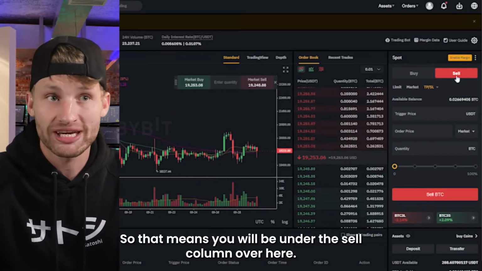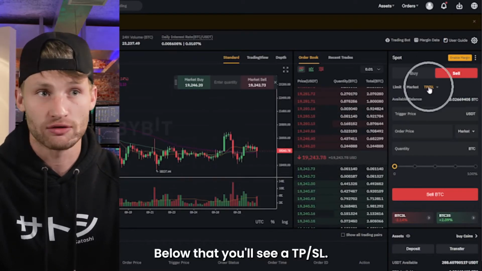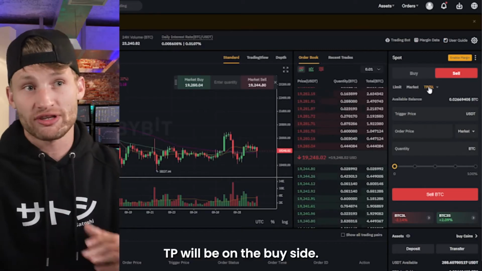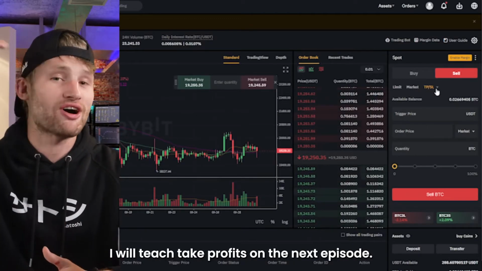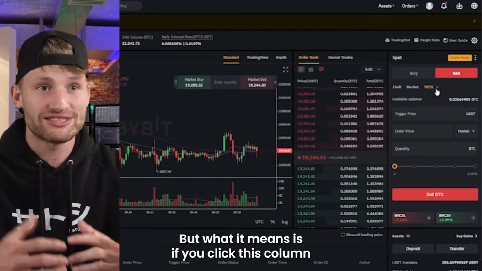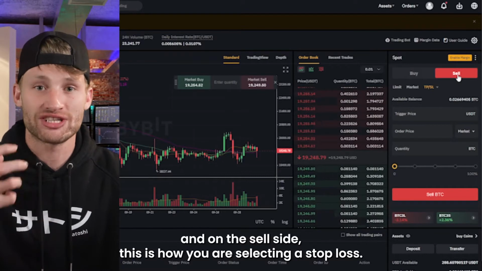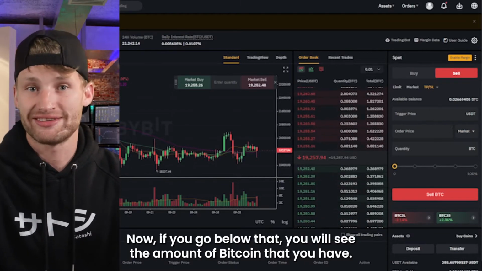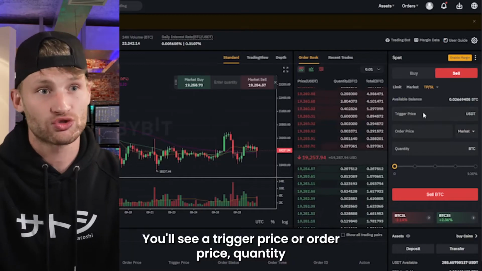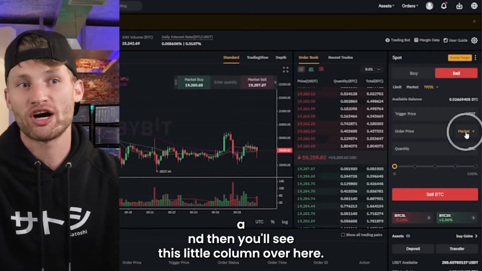So that means you will be under the sell column over here. Below that, you'll see a TP and SL. TP will be on the buy side, stop loss will be on the sell side. I will teach take profits in the next episode. But what it means is if you click this column on the sell side, this is how you are selecting a stop loss. Now, if you go below that, you will see the amount of Bitcoin that you have. You'll see a trigger price, an order price, quantity, and then you'll see this little column over here.